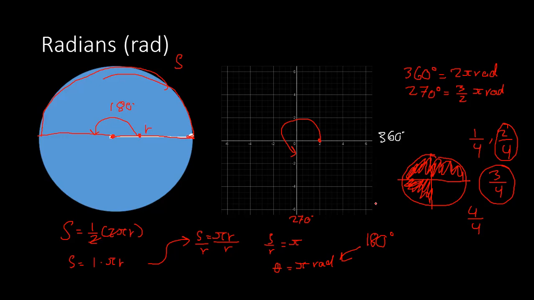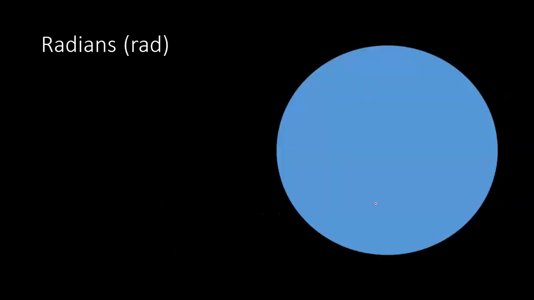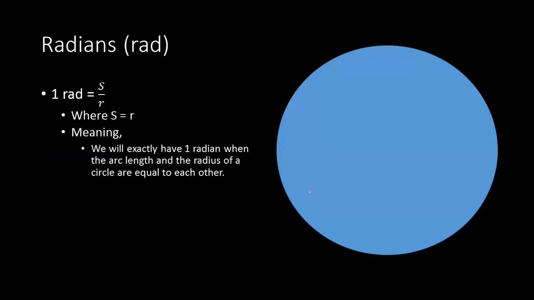How can we find some other extra information about this? Is there another piece of information about radians? Well, there is. Remember that 1 degree is equal to 1 out of 360 of a complete rotation. Do you guys remember that? So how about for radians? For radians, you will have exactly 1 radian equal to s over r, where s is equal to r.